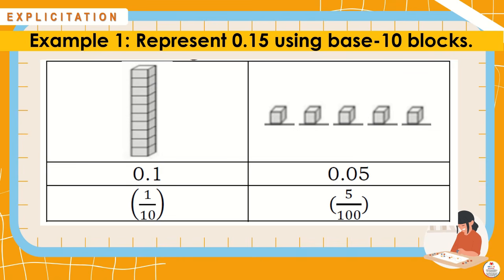Example 1. Represent 0.15 using base 10 blocks.